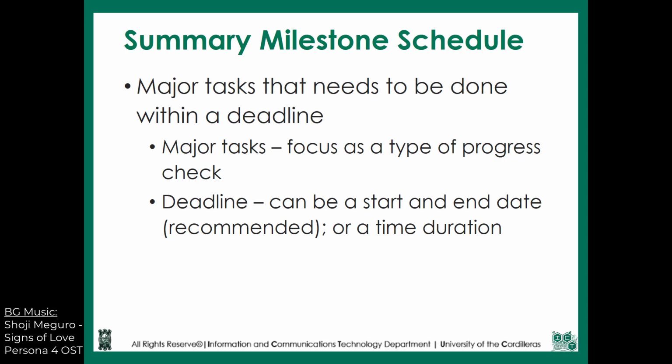So these are the ones wherein you're going to have to list down your major tasks. This can be done in terms of the 5 process groups. So you'll have to list down the initiating, planning, monitoring, execution, and closing stage. And then you have to set them a deadline.